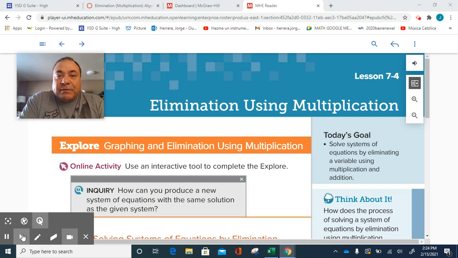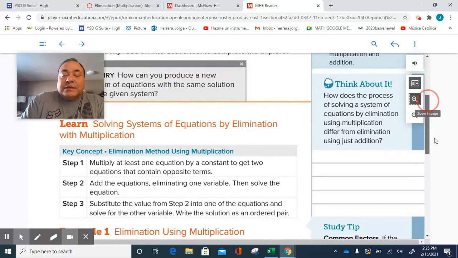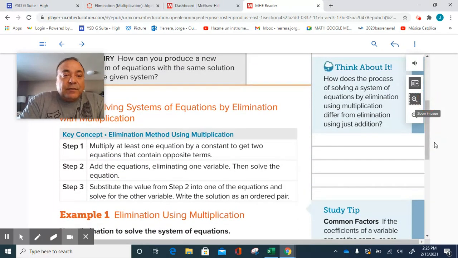Okay, guys, let's do 7-4, elimination using multiplication. This time we're going to use a multiplication method, which is really easy and fun to use. These are the steps, guys, which are in the video.